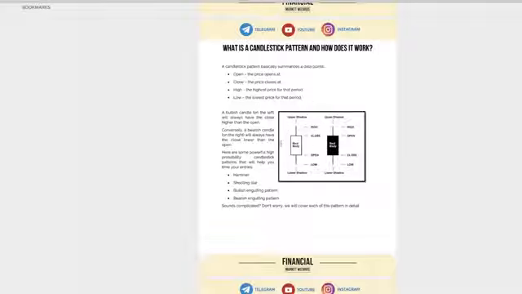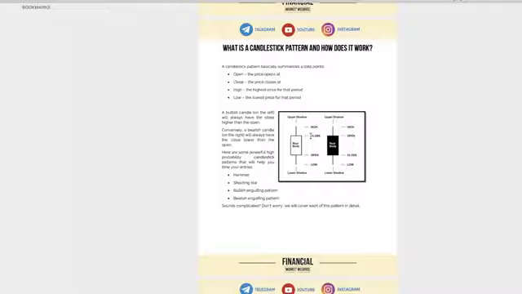If you have it over here, this is a bullish candle. You can see this is the open, this is the close. You have a bullish candle when the close is higher than the open, right? So basically the price closed higher than when it opened.